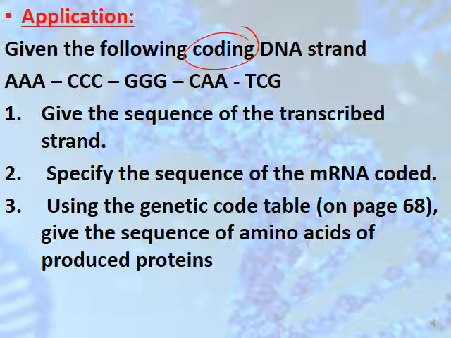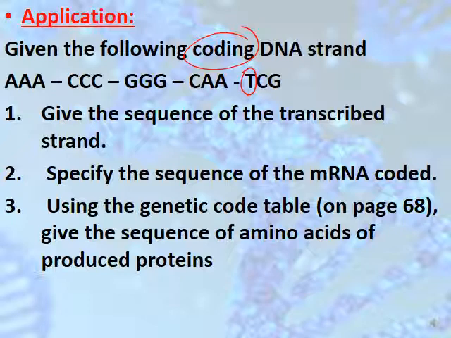So the complementary of AAA is going to be TTT, CCC, GGG, GGG, CCC. CAA is going to be GTT. TCG: T complementary is A, C is G, G is C. So this is called the transcribed. Specify the sequence of the mRNA. The sequence of the mRNA, we have the coding strand. So the coding has the same sequence, but the T is replaced by U. So AAA the same, CCC the same, GGG the same, CAA the same, TCG, T is replaced by U. So it's going to be UCG.